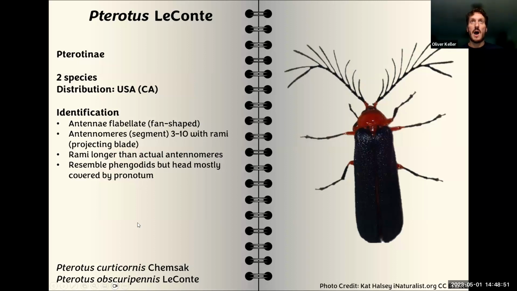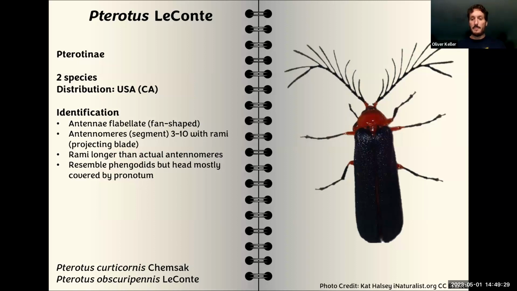And in a way, if you are out and you're familiar with them, you could mistake these guys for a phengodid or a railroad worm. But here the head is mostly covered underneath the pronotum or the head shield. So when you look here, you can barely see the head. It's basically completely covered. These guys are day active, probably mostly found sweeping or sitting on buildings. I see a lot of pictures on iNaturalist where they sit on buildings. And like I said, only in California as far as we know.